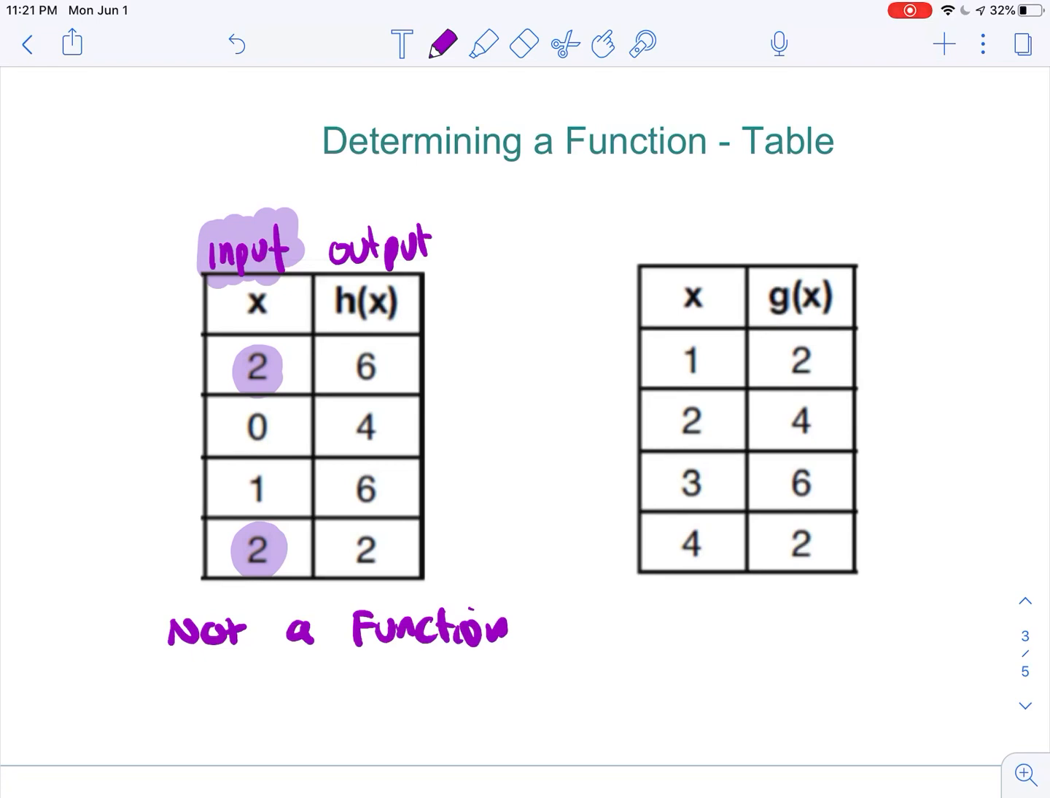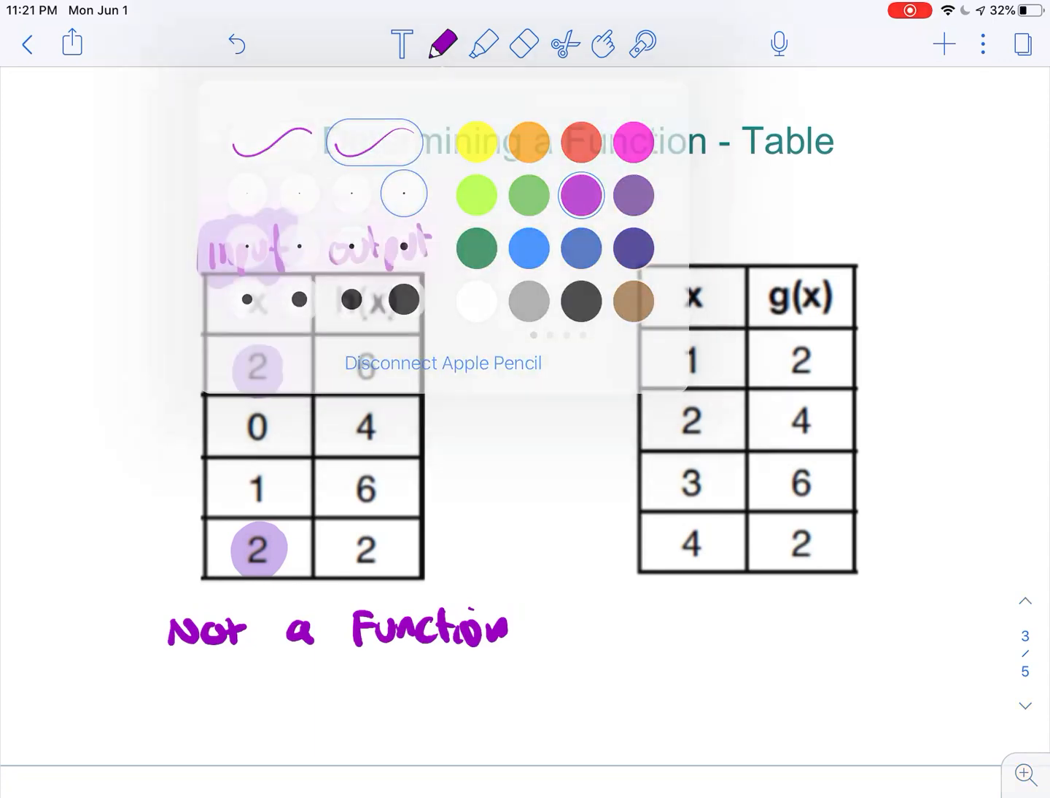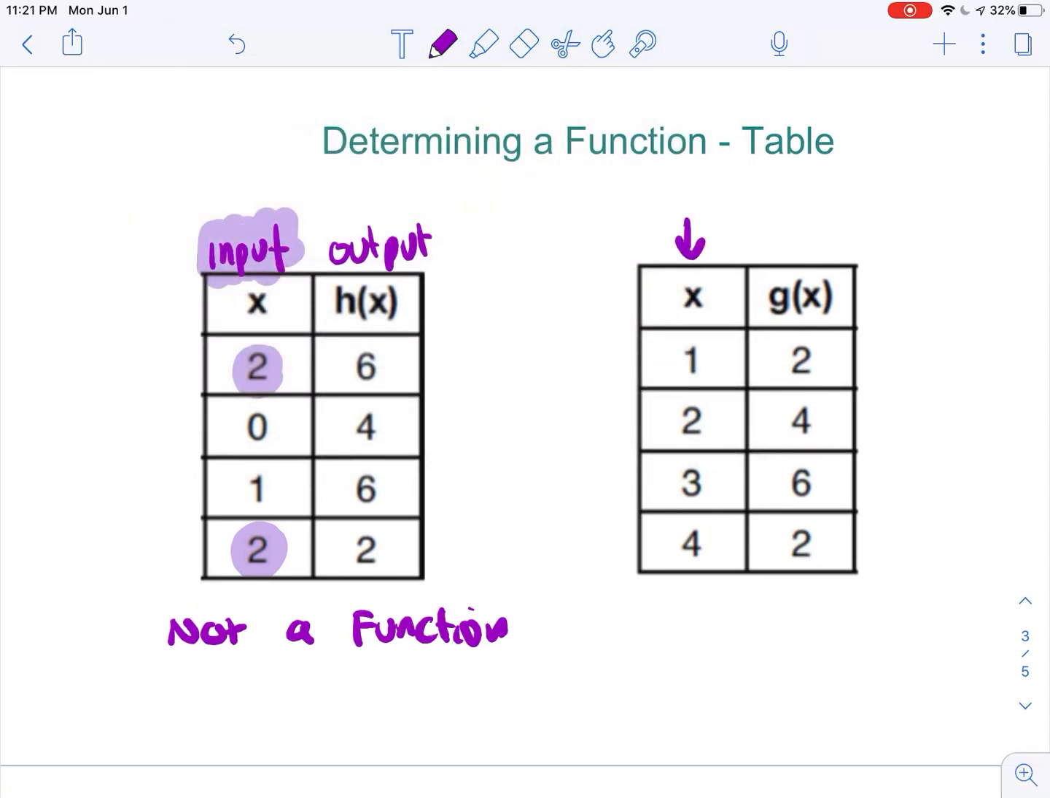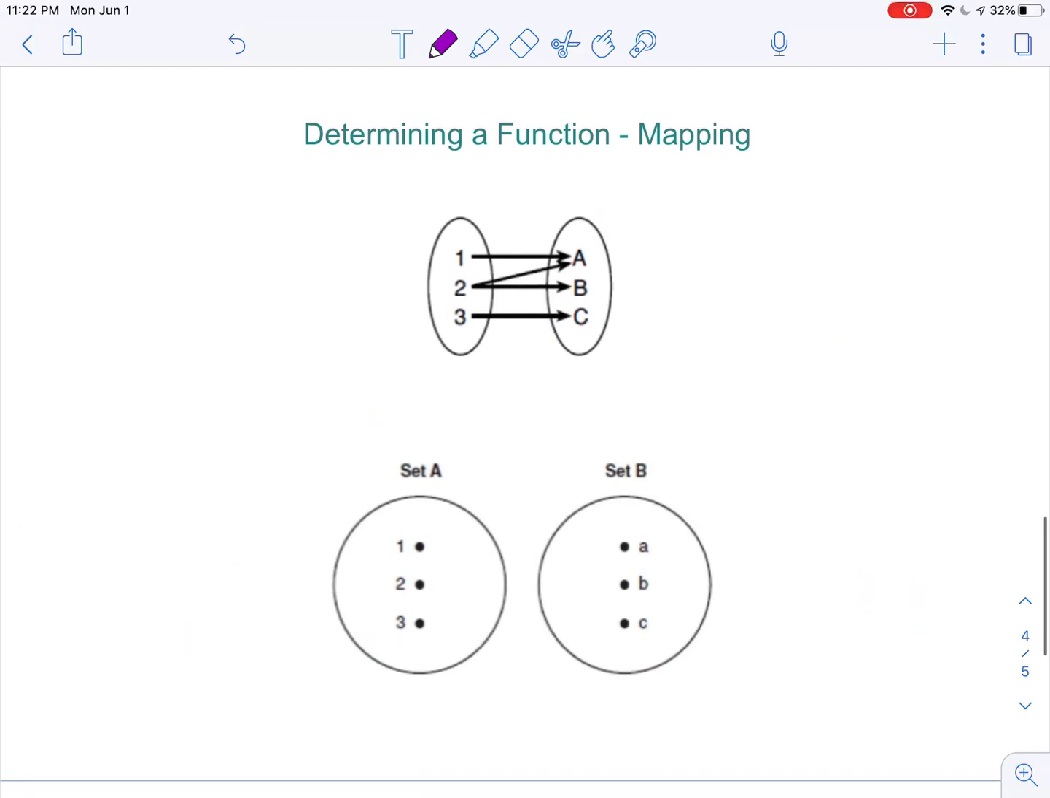Again, similar explanation, because the input of 2 gets sent to two different outputs. Whereas if we look at this one, look at our input column: 1, 2, 3, 4. None of those numbers repeat, so this is a function. So determining from a set of ordered pairs and determining from a table are very similar.